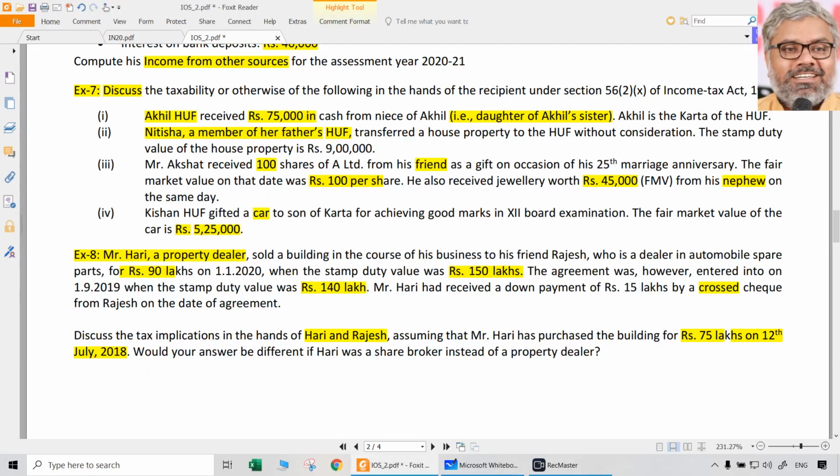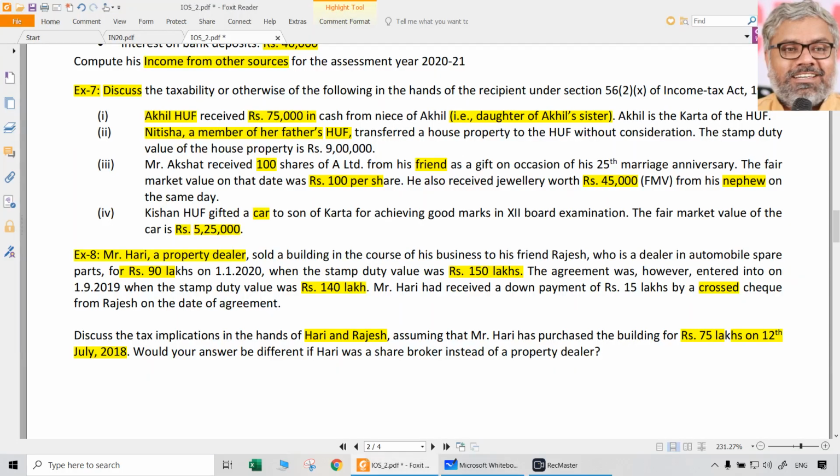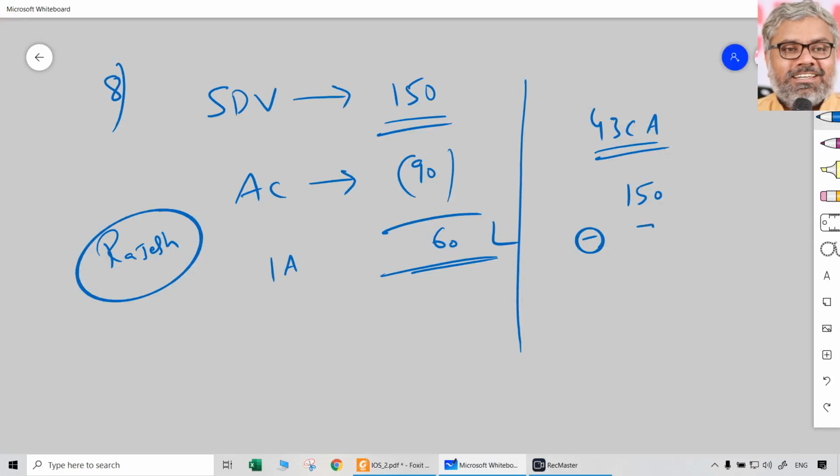When the property dealer is selling immovable property, under 43CA, according to that, what should the actual consideration be? Stamp valuation. So 150 should be the actual consideration according to 43CA. But he purchased this building for 75 lakhs. That was his original cost of purchase of the building. That means for Hari, PGBP will be there, amount of 75 lakhs.